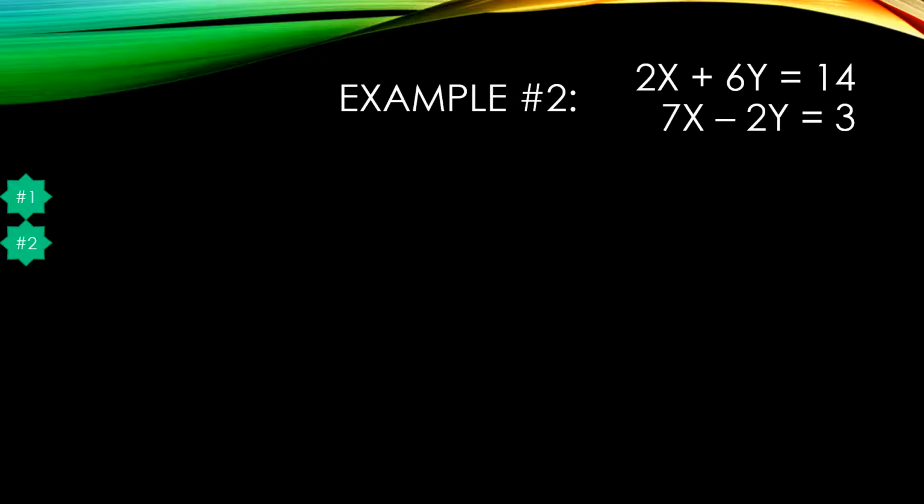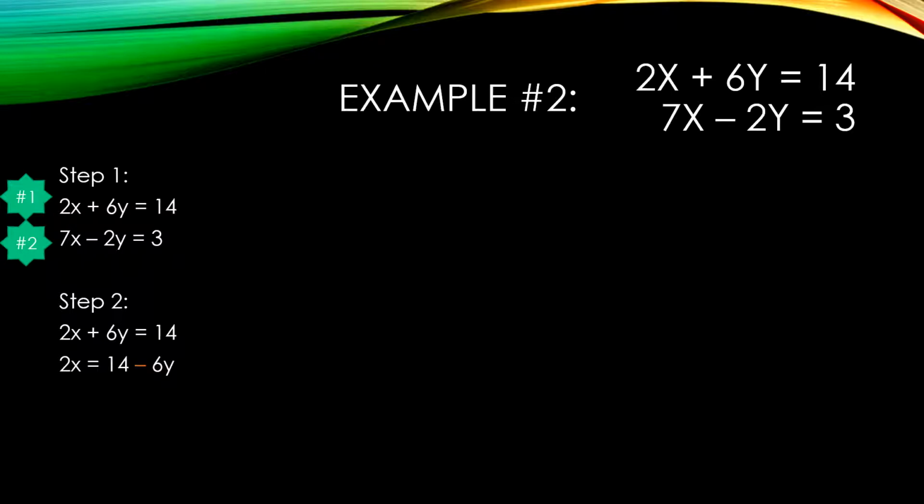So step number 1 is asking us to label our two equations as #1 and #2. Step number 2 now, we're going to select one of the two equations to rearrange. I'm selecting #1 just because all of the terms are divisible by 2, which means that I will be able to isolate for x. So let's get that started first by moving the 6y over to the right hand side of the equal sign, and then I'm going to divide out by the coefficient of x to isolate. And in the end, we are left with x equaling 7 minus 3y.